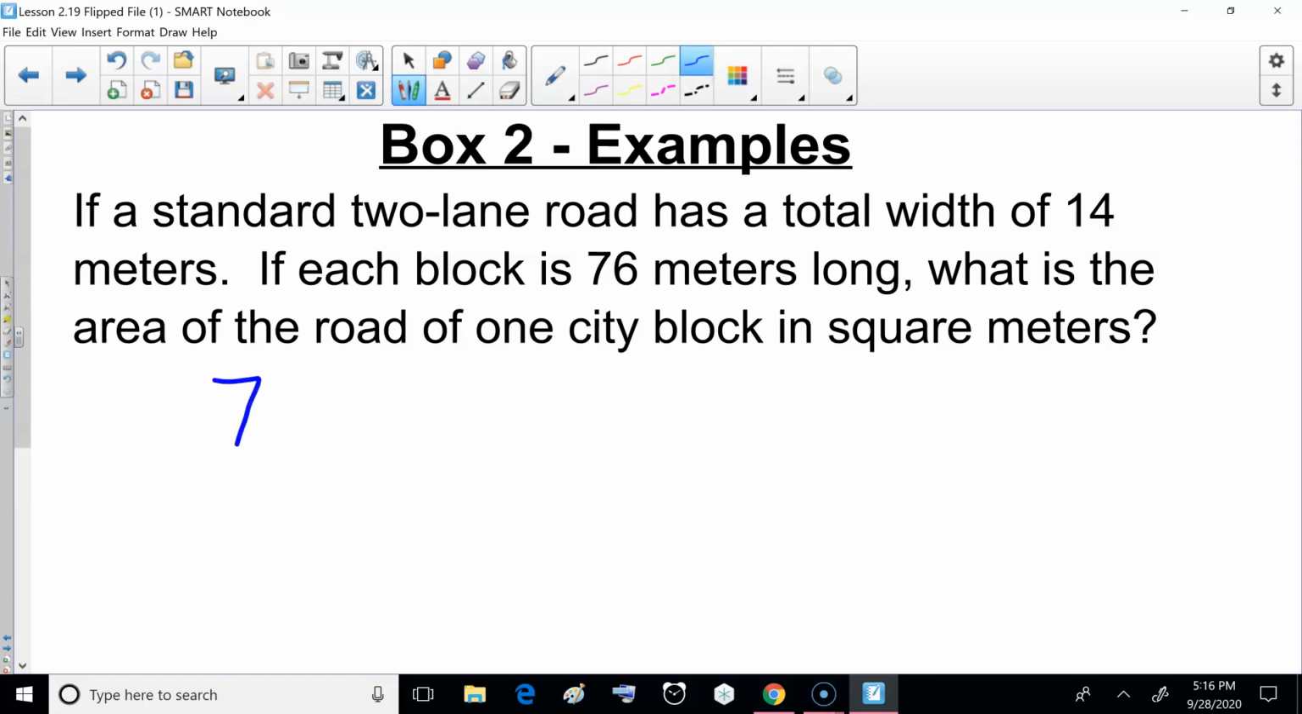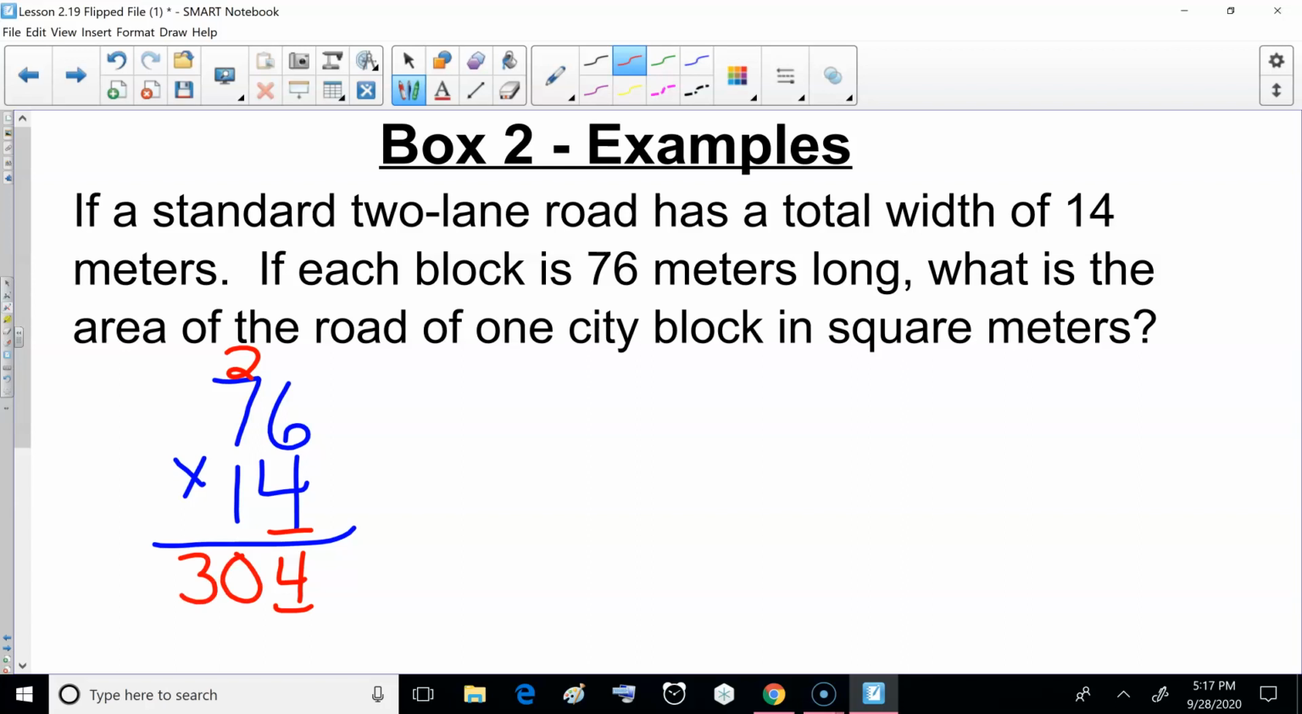76 times 14. So we're going to start this off. We're going to go with 4 times 6. Start with our ones place value. So we're going to start right here. 4 times 6 is 24. So there's my 24. 4 times 7 is 28, plus the 2 is 30. So 4 times 76 is 304.